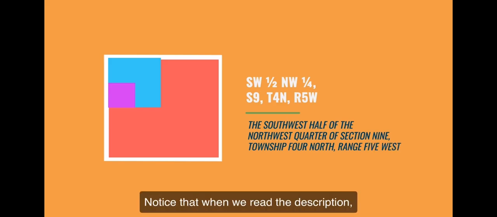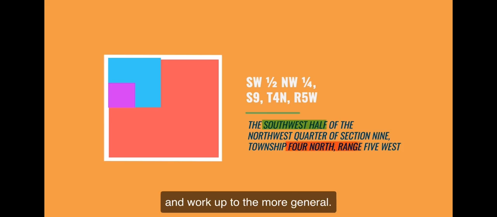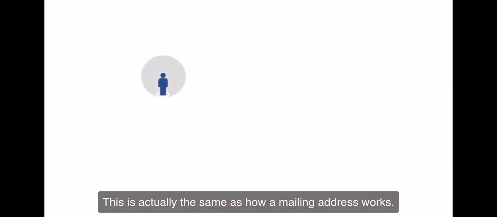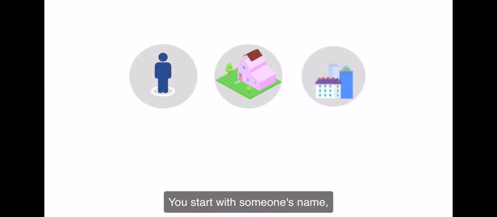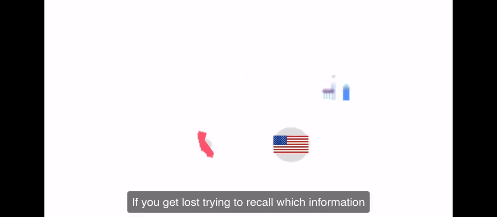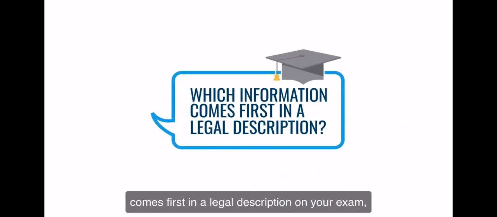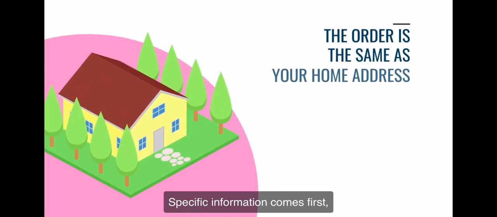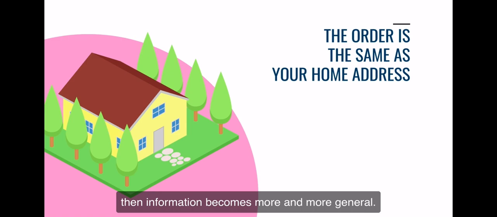Notice that when we read the description, we start with the more specific information and work up to the more general. This is actually the same as how a mailing address works. You start with someone's name, then their home address, then the city, state, and country. If you get lost trying to recall which information comes first in a legal description on your exam, remember that the order is the same as your home address. Specific information comes first, then information becomes more and more general.